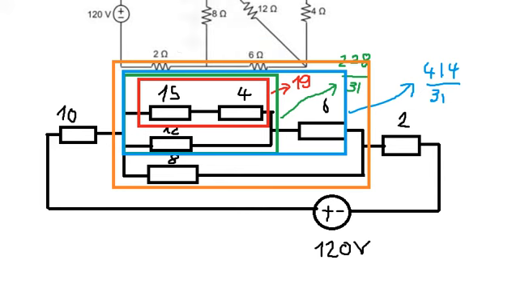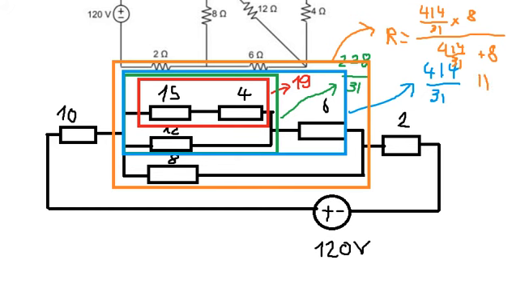So in the orange we get 414 over 31 multiplied with number 8, over 414 over 31 plus 8, and we got the final answer. That's 1656 over 331.